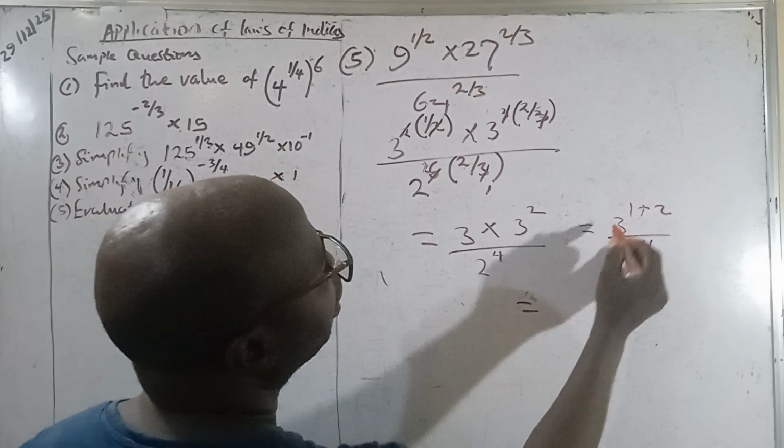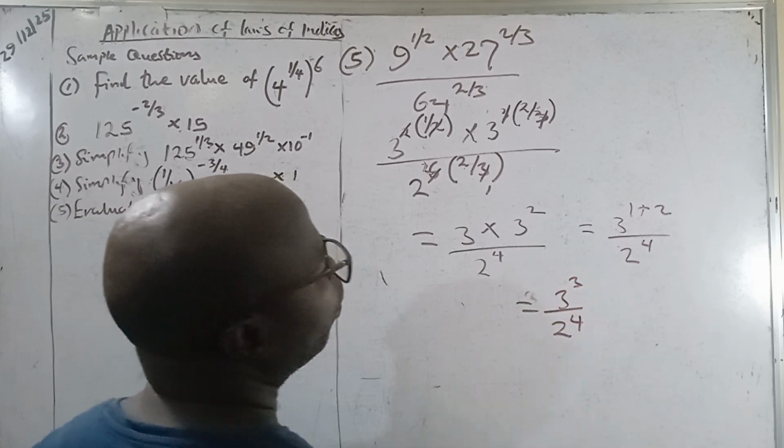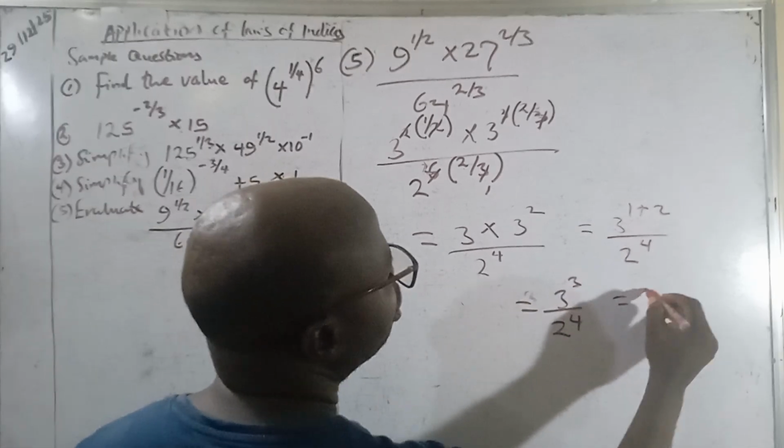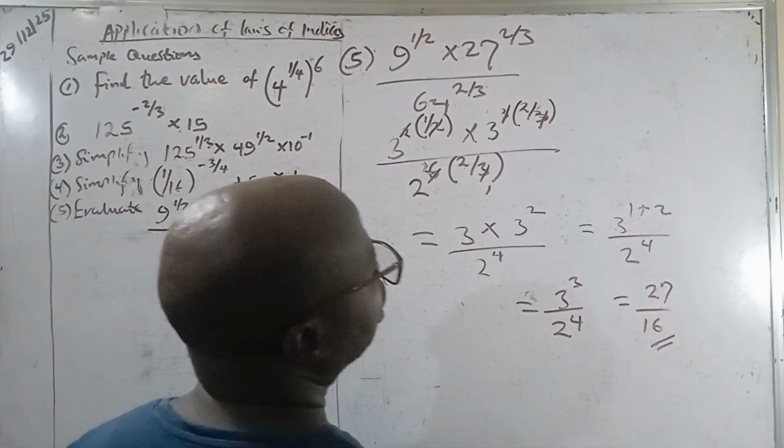Right? We have that's 3 raised to power 3 over 2 raised to power 4. 3 raised to power 3 is 27, 2 raised to power 4 is 16, and that is your answer.